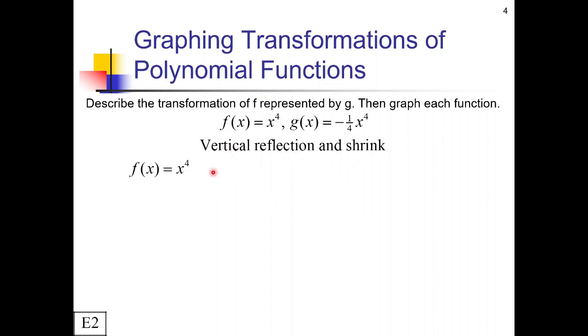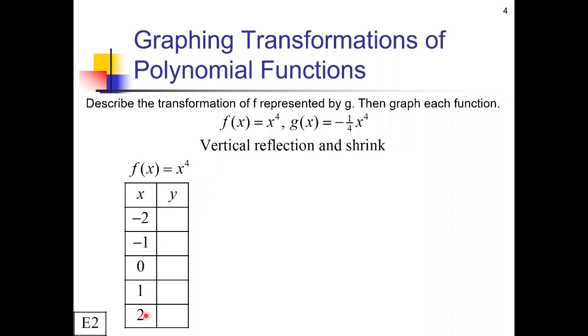The parent table for x to the 4th, again, we're going to start with -2 through 2 for the x values. And I'm just going to plug all those into the 4th power now. -2 to the 4th is 16. -1 to the 4th is 1. 0 is still 0. 1 is still 1. So those are some nice, easy points to use every time. And then 2 to the 4th is 16.